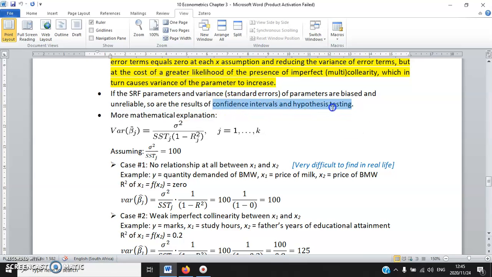Speaking about confidence intervals and hypothesis testing, chapter 4 is devoted completely to conducting these tests: F-test, T-test, confidence intervals, hypothesis testing. Okay, so see you later in chapter 4.